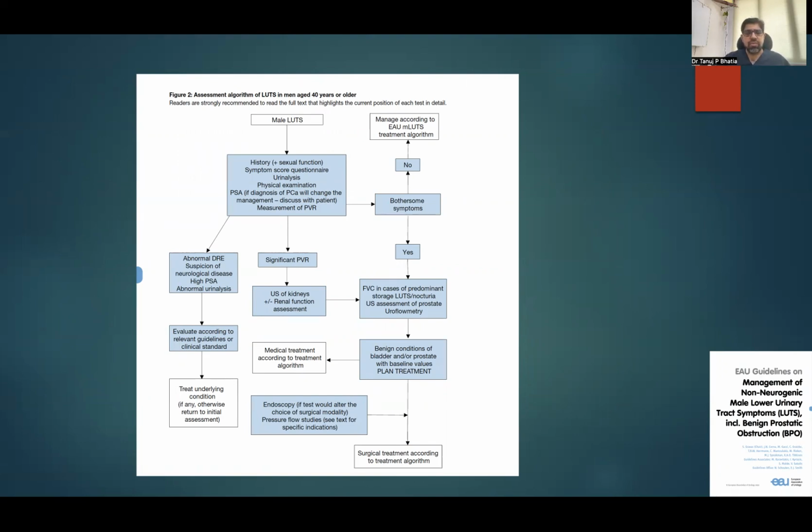If the PVR is significant, one can get an ultrasound of the kidneys and get a renal functional assessment as well. And then you can decide whether you need a uroflowmetry or a urodynamic study, or you can start with the non-medical or medical treatment for patients.